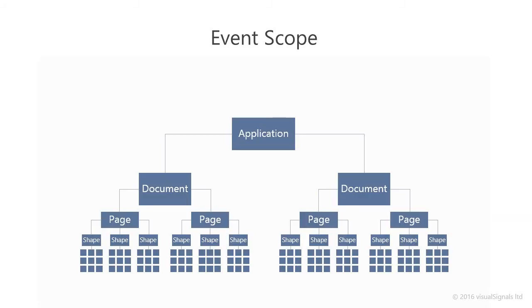For example, here's a model of an application with two documents and multiple pages. If you start listening to the formula changed event using the application as the source, then your code will have to deal with all formula changes in all cells, in all shapes, in all pages, and in all documents that are open in the application. And that's a lot of event firing. A better strategy is to narrow your scope by focusing on a target document or page to limit the number of events that you have to deal with, thereby improving performance.